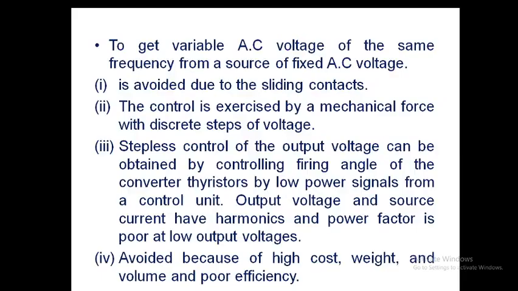And the fourth one is the magnetic amplifier, which is also avoided because of its high cost, as it involves magnetic material, with high cost, weight and volume and poor efficiency. Because of these reasons, the magnetic amplifier is avoided. Among all these, the thyristor AC voltage controller is the better one to get smooth voltage control at higher output voltages. At low output voltages we face a few problems, but we can use the AC voltage controller at higher output voltages.